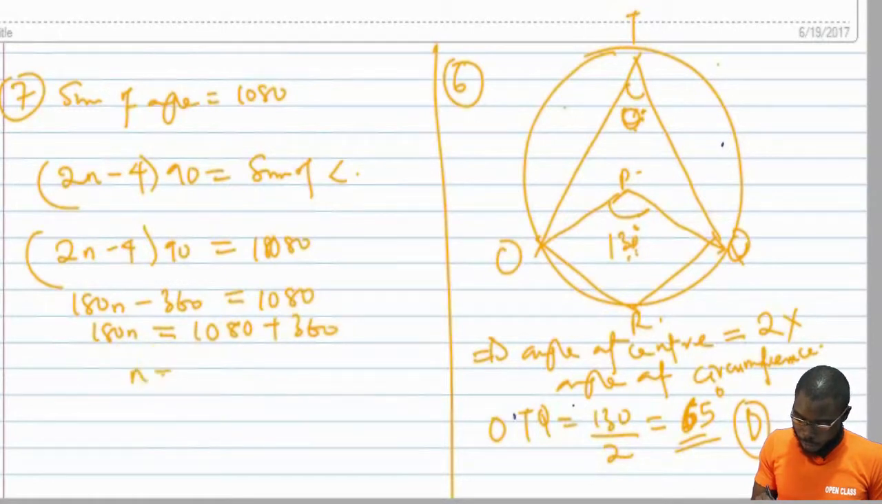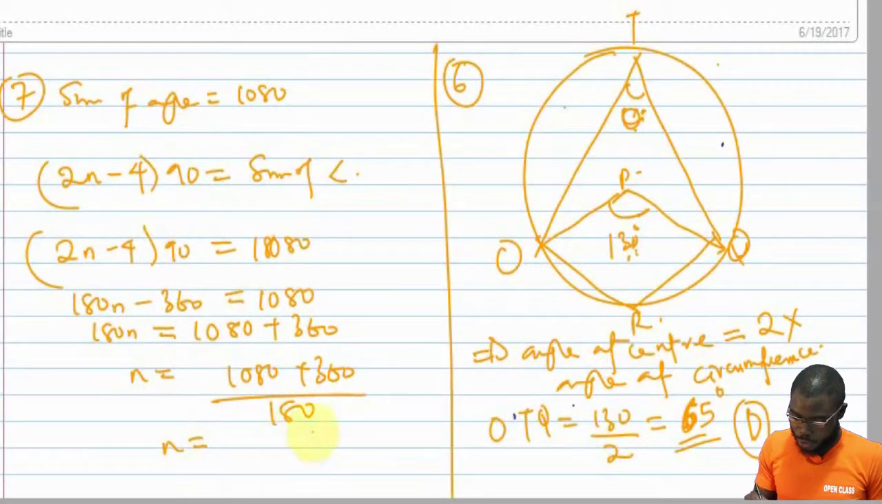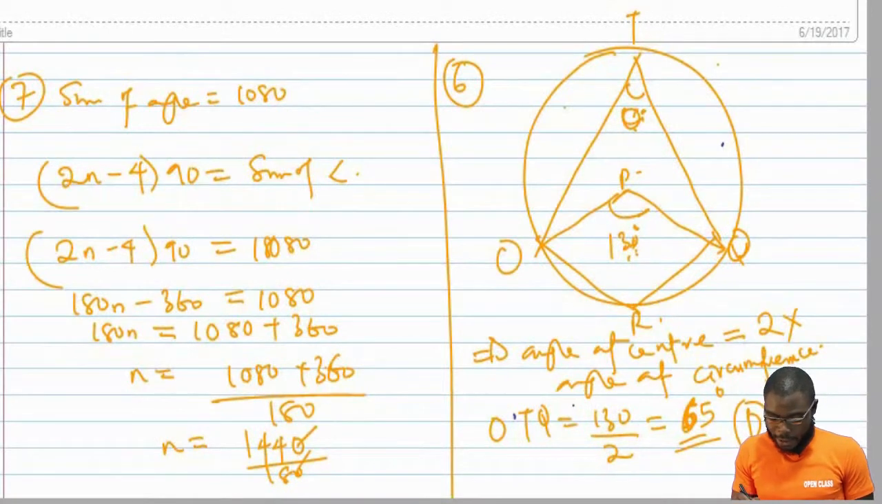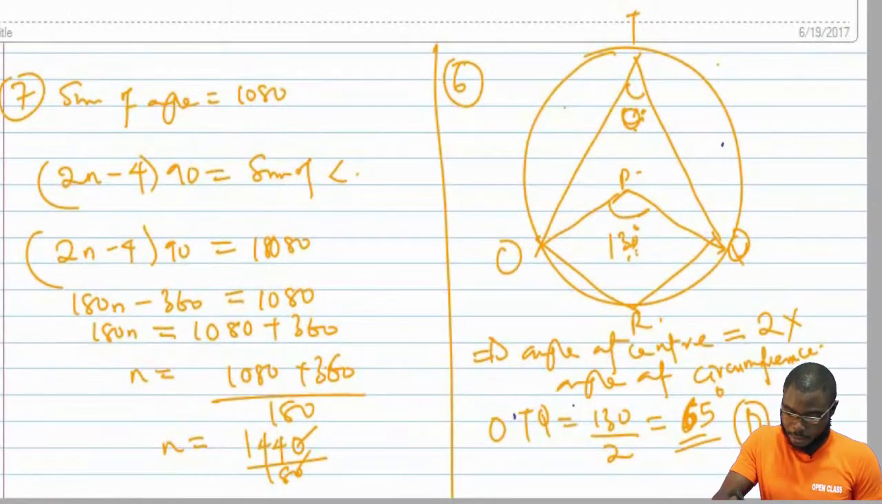Then your n, which is the number, is 1080 plus 360 divided by 180. Okay, so you add this: 0 plus 0 is 0, then 6 plus 8 is 14, then 1 plus 3 is 4, and you have 1440 divided by 180. So this 0 goes with this 0, and you have 144 divided by 18.